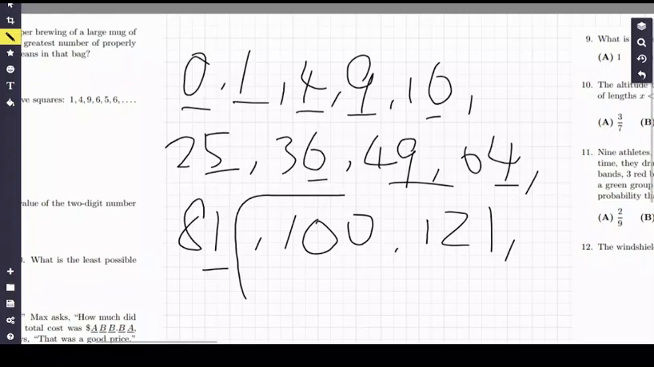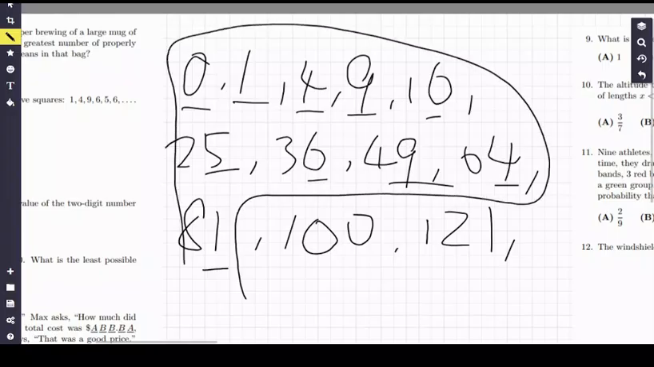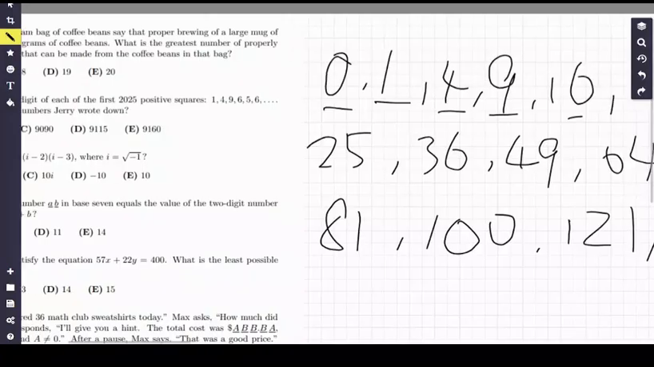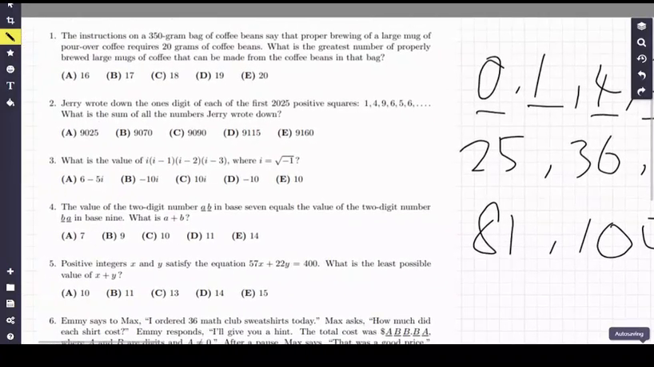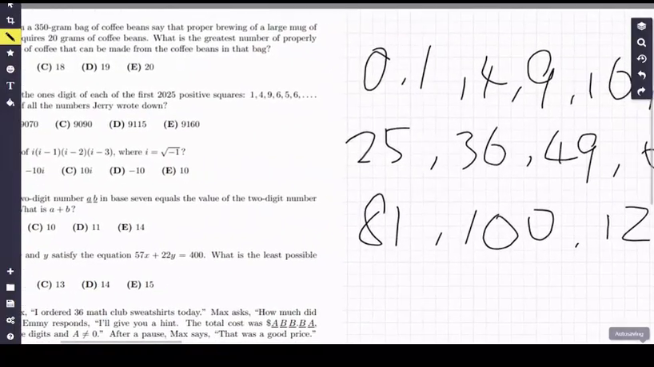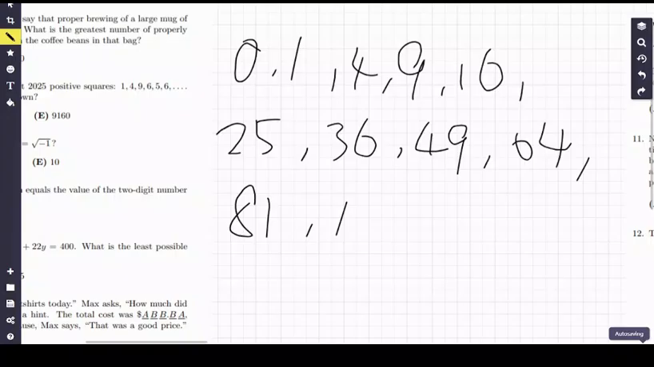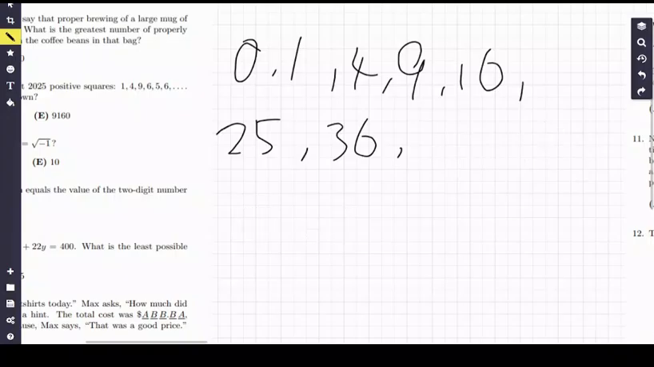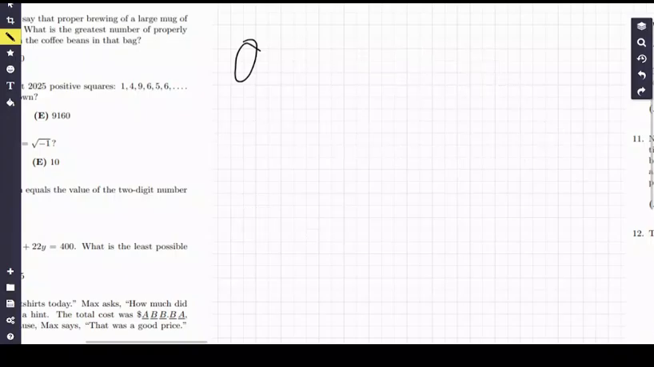So these are basically what we have noticed. We notice that this pattern repeats every 10 numbers. Let's figure out the sum of this, because we want to figure out the sum of the numbers that Jerry wrote down. So let's add all of this together. I have this in front of me; if you don't, just follow along and make sure I'm writing the right numbers.